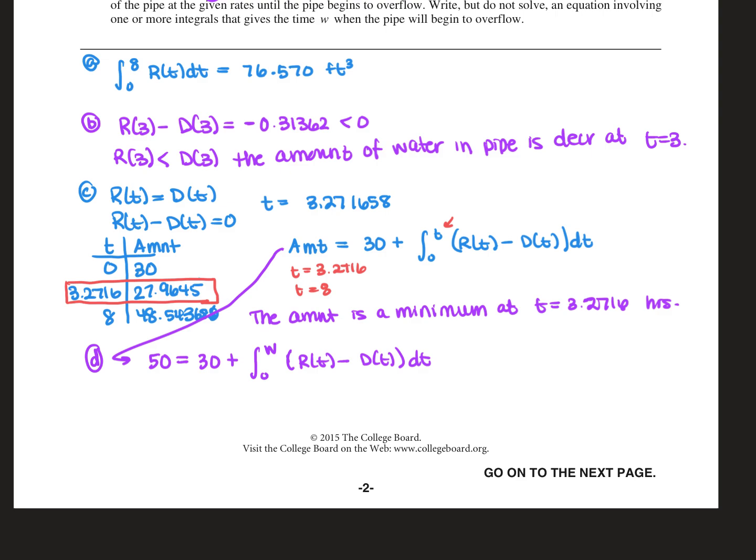So how was this scored on the AP test? Part A: you got 1 point for this integral, 1 point for the answer. Part B was worth 2 points: one, that you considered the rate in and rate out, and then one for the answer. Part C was worth 3 points. You needed to know that you're looking for the rate in and rate out being equal to 0, you write the answer, and then you have the justifications. And lastly, part D is worth 2 points also, 1 for the integral and 1 for the entire equation.